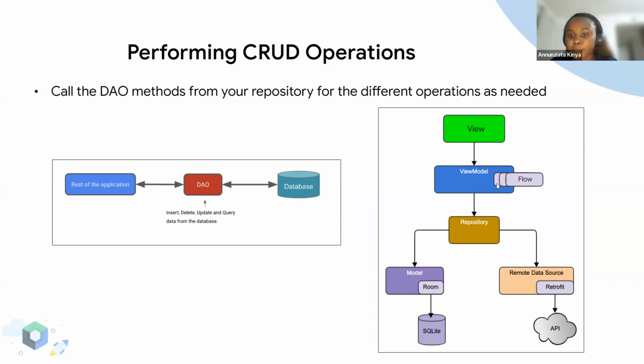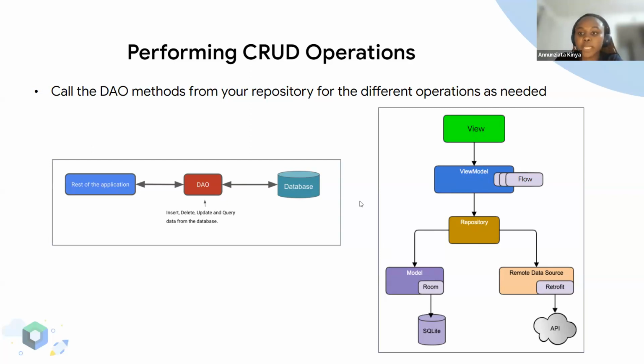A different diagram to show the flow would be this. You have the view. If you're using MVVM architecture, you'll have the view, and the view requests the view model. The view model gets to the repository, where the repository gets from the different data sources. But in our case, it's specifically Room. And then the data comes back and you're able to access it now on the UI end.